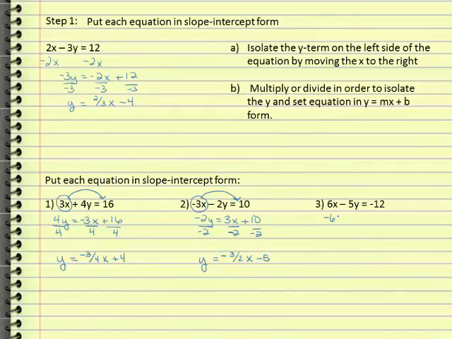On this one, I'm going to subtract on both sides, which will give me negative 5y is equal to negative 6x minus 12. I will divide everything by negative 5. No y, just negative 5. And that will give me y is equal to, I have a negative over a negative, so that's a positive 6/5 x. And I have a negative over a negative, so that's plus 12/5. I leave that as a fraction.